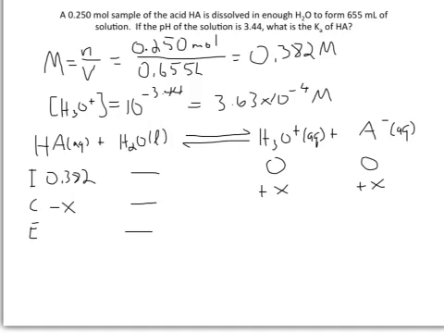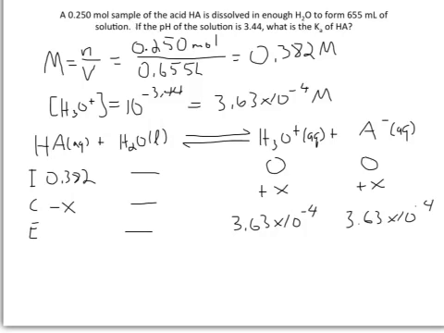Now, if we look at the equilibrium row of the table, we can already know what some of these values are. Specifically, because we're given the final pH of the solution, we know what the equilibrium concentration of H3O+ is. And so that means we also know what X is. So X is 3.63 times 10 to the minus 4. And because the equilibrium concentration of H3O+ and A minus are both going to be X, we also know that A minus is 3.63 times 10 to the minus 4.